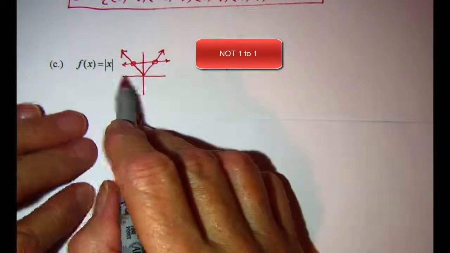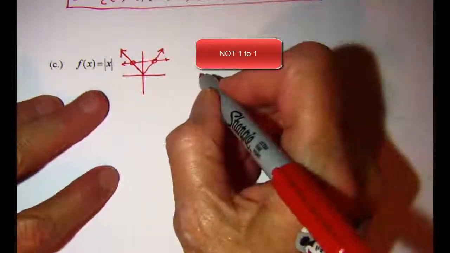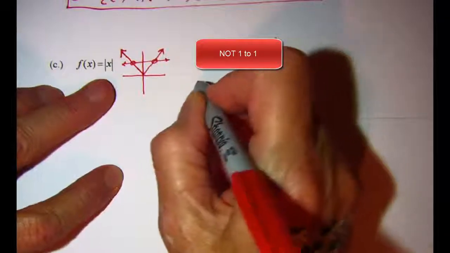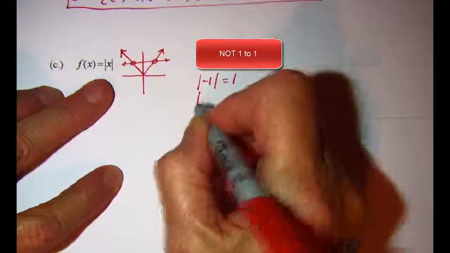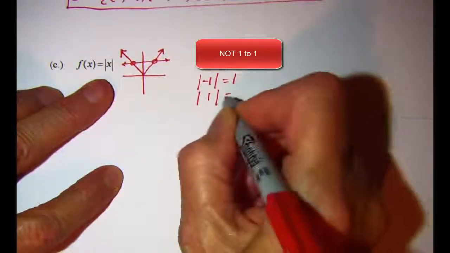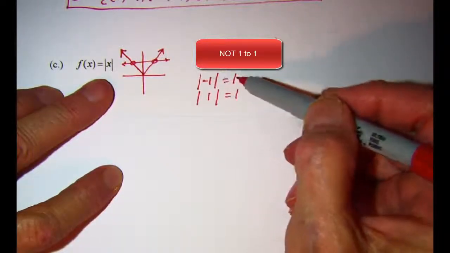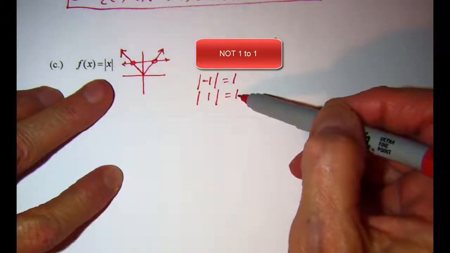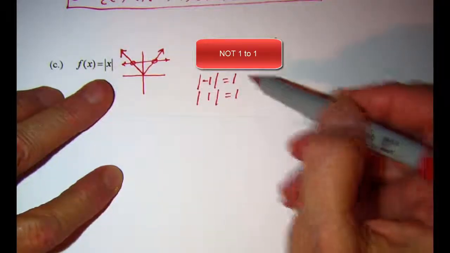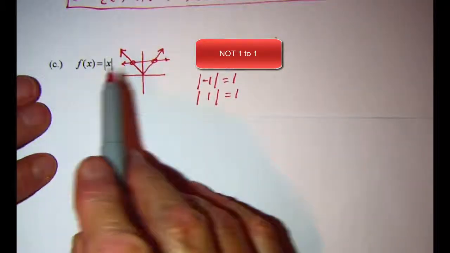If you didn't remember what the graph looked like, you could also state that some of the ordered pairs, for example, the absolute value of -1 is 1, and the absolute value of +1 is also 1. So when x is -1, we get a y value of 1, and when x is +1, we get a y value of 1. So this would also be a way to show that this is not one-to-one.